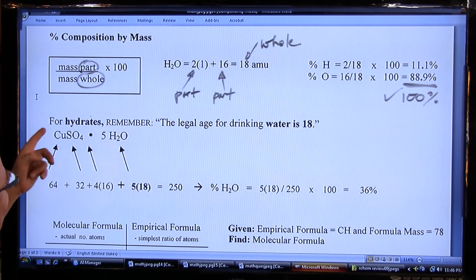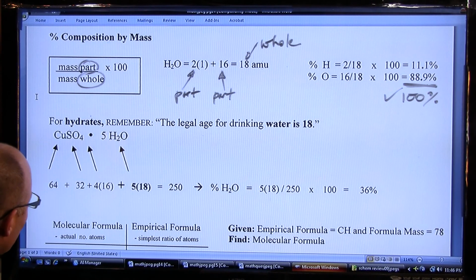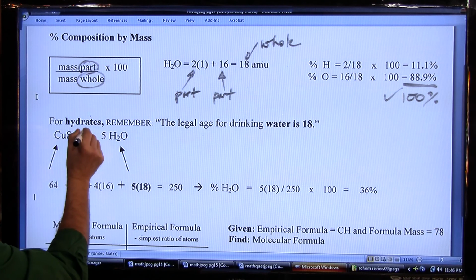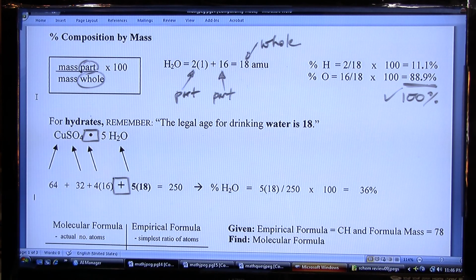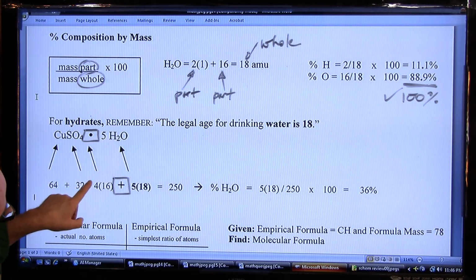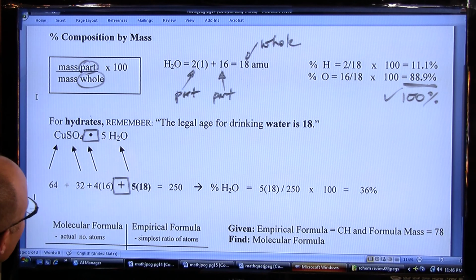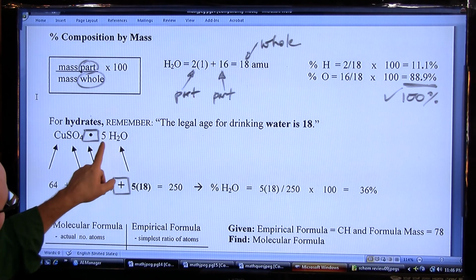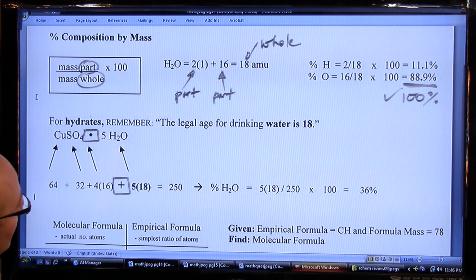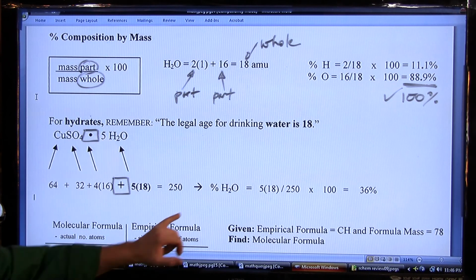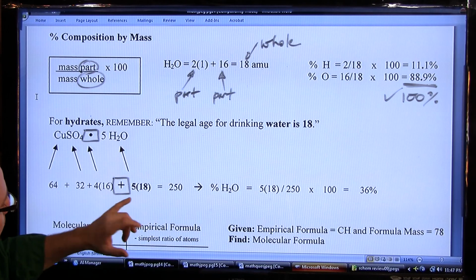All right. For hydrates, which are salts with water attached, I want to remind you one more time that the dot does not mean multiply, the dot means add. So when we break down the hydrate, the copper weighs 64 AMUs, the sulfur 32, there's 4 oxygens, which is 4 times 16, and there's 5 waters, so here you're going to have to multiply 5 times 2 if you want to break it down into hydrogen and oxygen. But typically when they ask you about hydrates, they're looking for the percentage of water. So it would be a waste of time to do that.